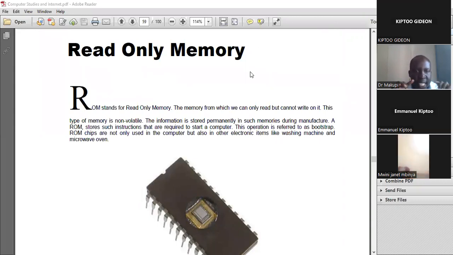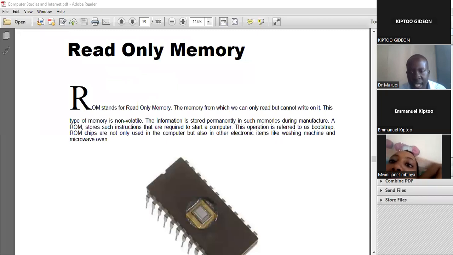So this one is non-volatile. It does not lose its data upon electricity disappearing. Now, this kind of a ROM is normally used by computers to store what is regarded as bootstrap instructions. The instructions required to start up your computer are known as bootstrap instructions and normally stored in a ROM chip.